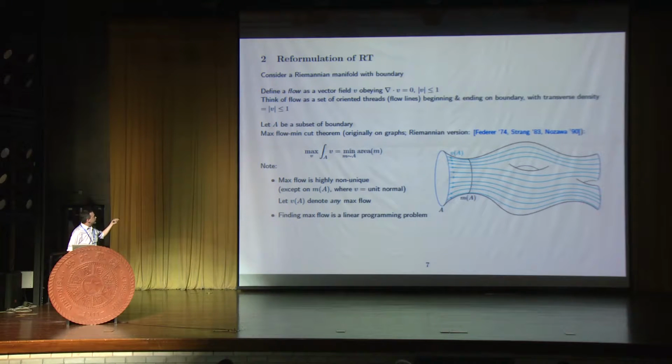And it's very useful, actually, to think of the flow in terms of its flow lines, which I'll call threads. By virtue of the fact that it's divergenceless, these flow lines begin and end only on the boundary, and this norm bound says that the transverse density of the flow lines is also bounded by 1. In other words, they can't be packed more densely than 1 per unit area in their transverse direction.